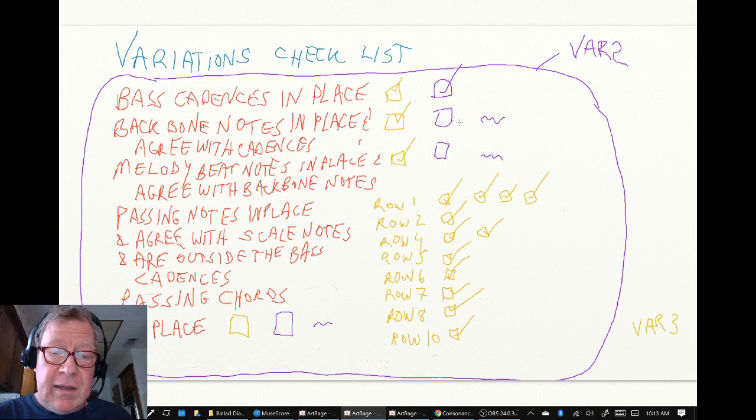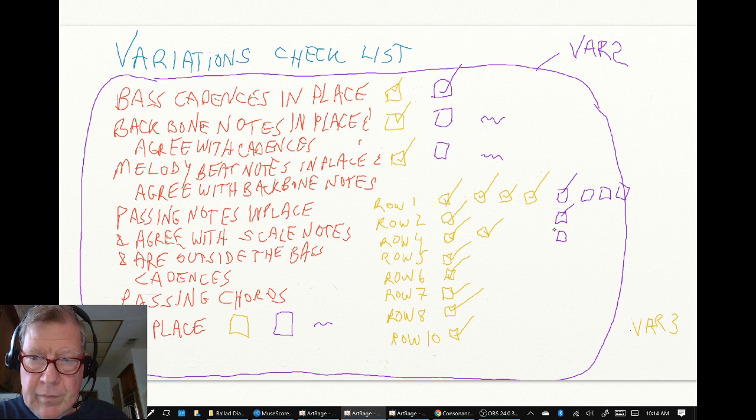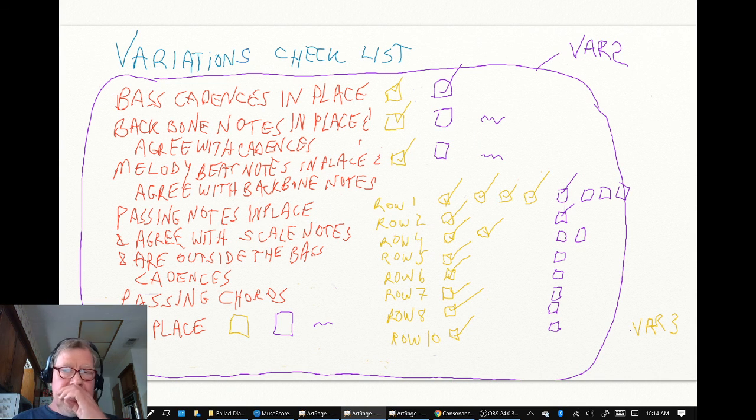And then we actually kind of got ahead of ourselves with respect to variation 3. We've actually gone so far as to start getting some passing chords. Well, I want to say it differently there. Passing notes in place. In particular, we did that for row 1 and row 2. So this checklist, as we discussed, along with the other tools, is helping us avoid getting lost and losing track of following for our own purposes of what we're doing.